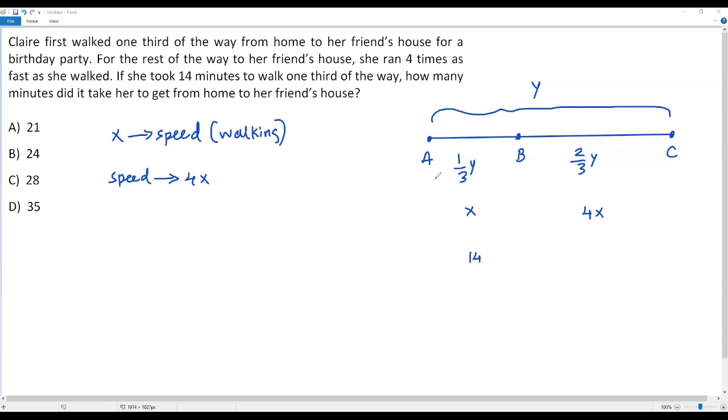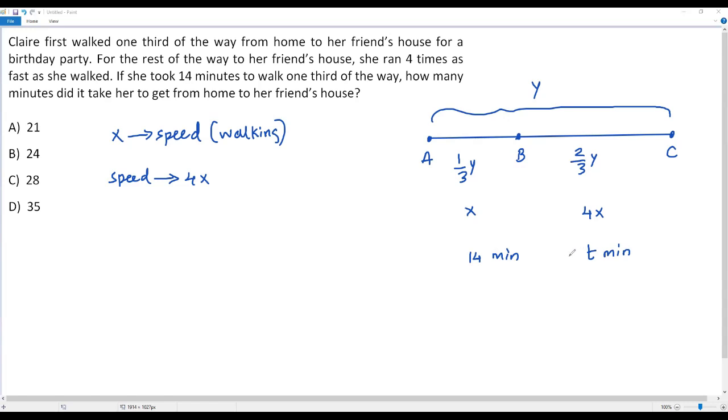The time to cover this distance AB is 14 minutes. And we have to find the time when she ran from B to C, that is 2/3 of the distance. So I assume this is t minutes. Now my aim is to find the value of t. Once I get t, I can add the time taken to walk from A to B and the time t minutes to run from B to C. Then we get the total time in minutes she took to get from home to her friend's house. So now our aim is to get the value of t.